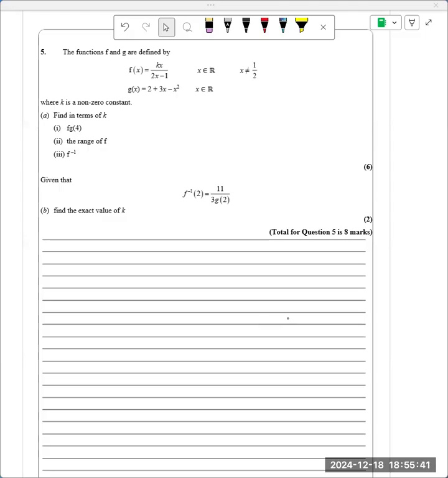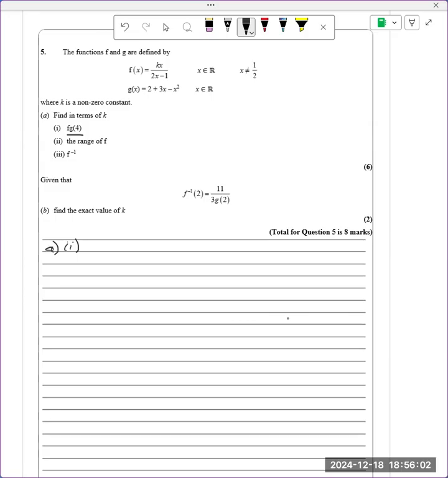So, we've got to first of all find FG of 4. So, let's write down some question numbers. By the way, writing down the question part numbers is important because markers are only supposed to mark the work which is in the correct part of the question. So if you don't label your work, they don't have to mark it.